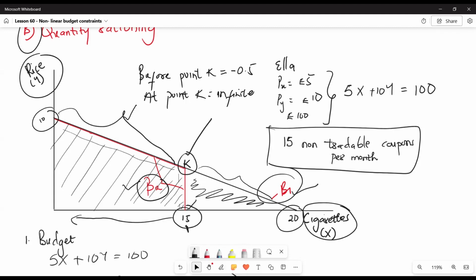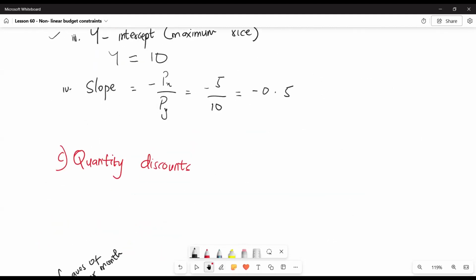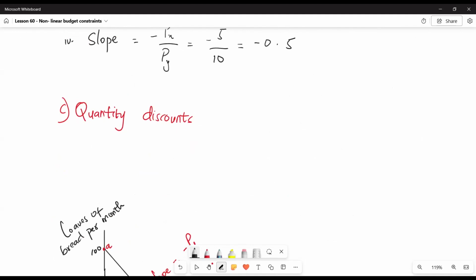So let's move on to the next example of a nonlinear budget constraint, which is quantity discount. Remember that a typical budget constraint is linear only if the price per unit of each good is the same, regardless of the number of units purchased. Now let's assume that this is not the case, and there's a quantity discounting system in place which causes the price per unit to decline with higher quantities.